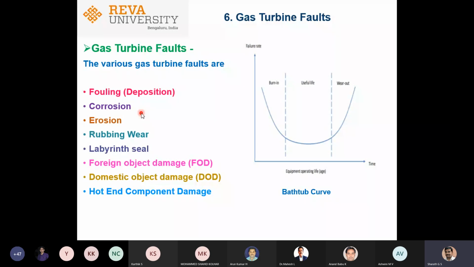Why does the efficiency fall down? You are not able to use the hot gases to convert into work. The energy is not able to be converted into work just because of this hot corrosion.